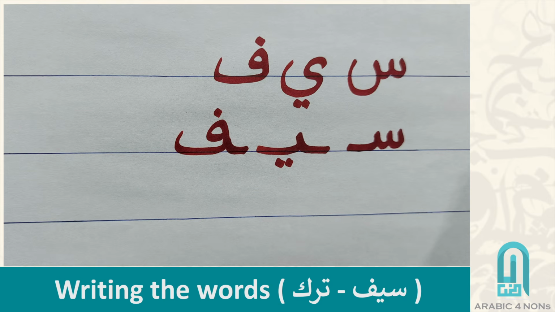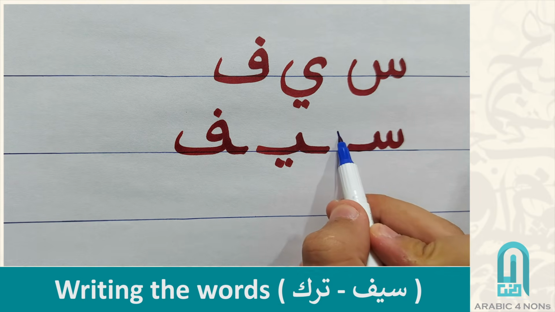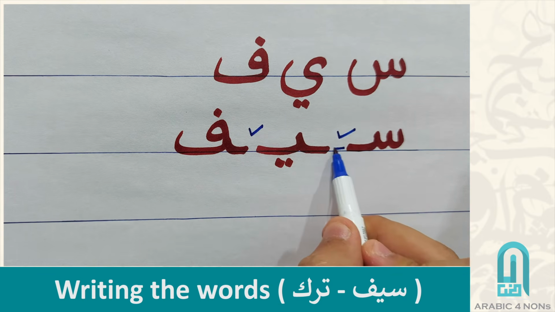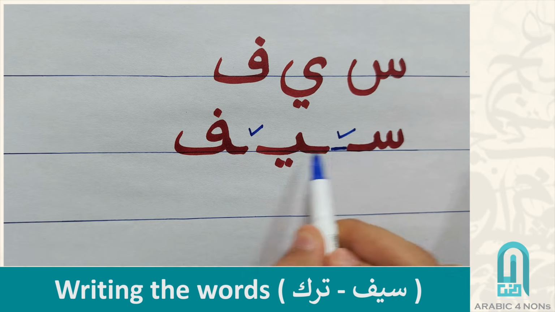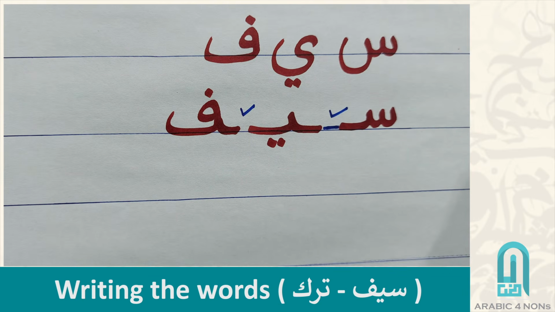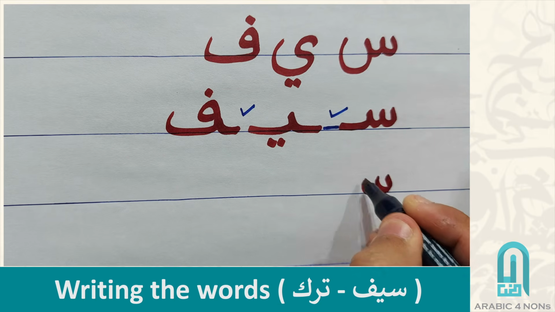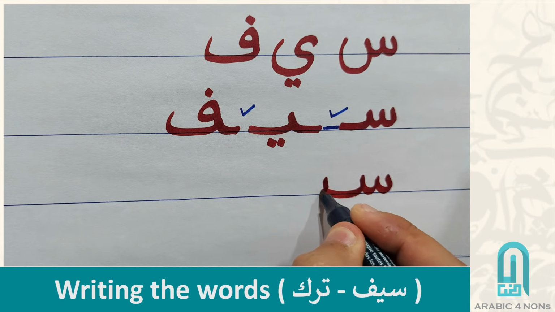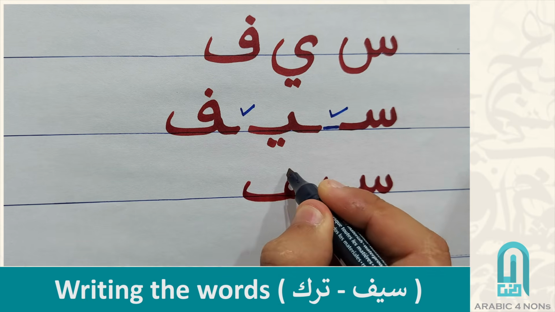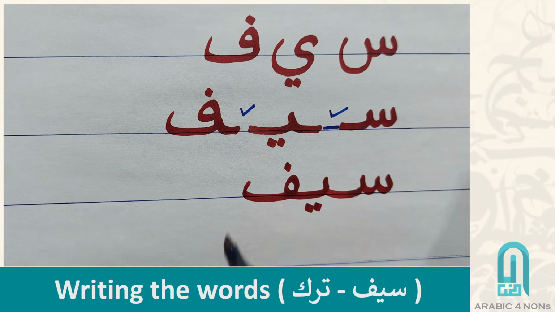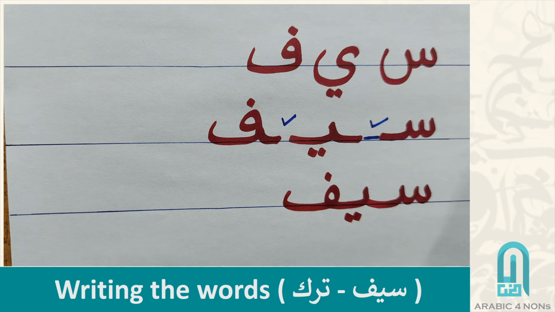So what remains here is joining. We will join here and we will join here. The joins are between the horizontal lines. Let me do it all in one step like this. Se, ye, and fe. Safe, like this.